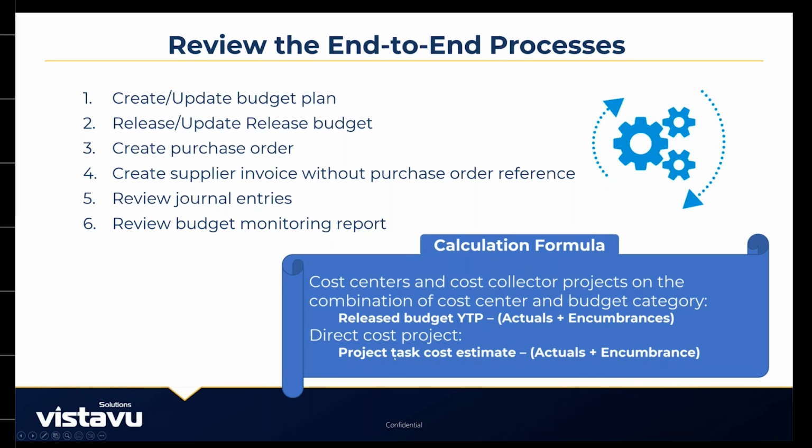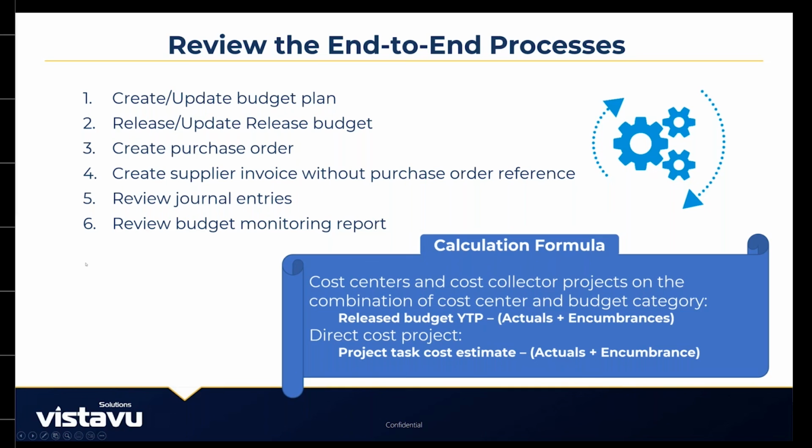There's also the scenario where you can apply the active budget control on the direct cost project as well. In that case, it actually takes your project's task cost estimate as your plan budget amounts to subtract the actuals and your encumbrances amounts.